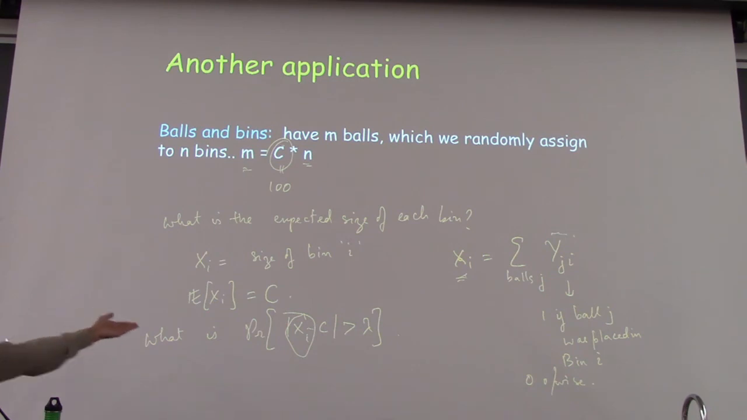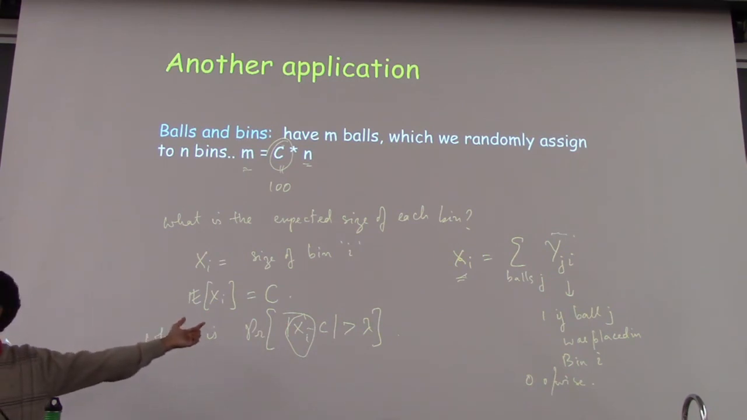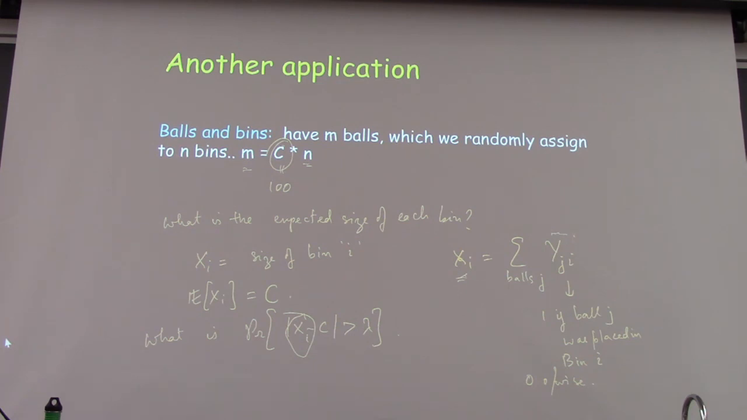So this is like a load balancing question, right? This is the expected number of balls that I expect to fall into this bin, and I'm asking what's the likelihood that it deviates by lambda. And you can analyze this also using Chernoff. In this case you can probably do direct calculation, but direct calculation is messy. So this is a clean way of doing it.